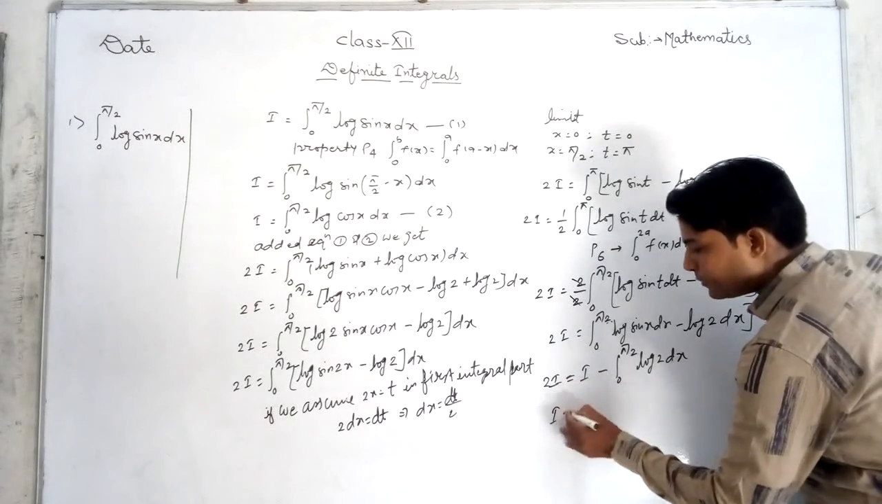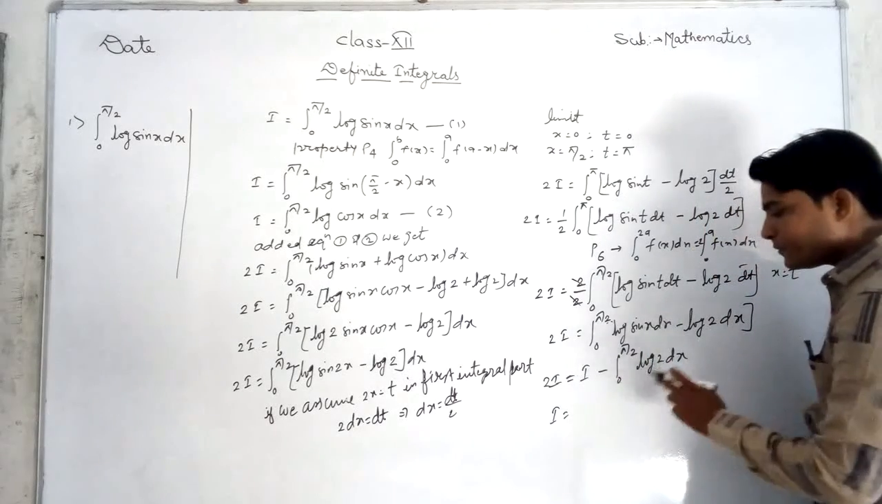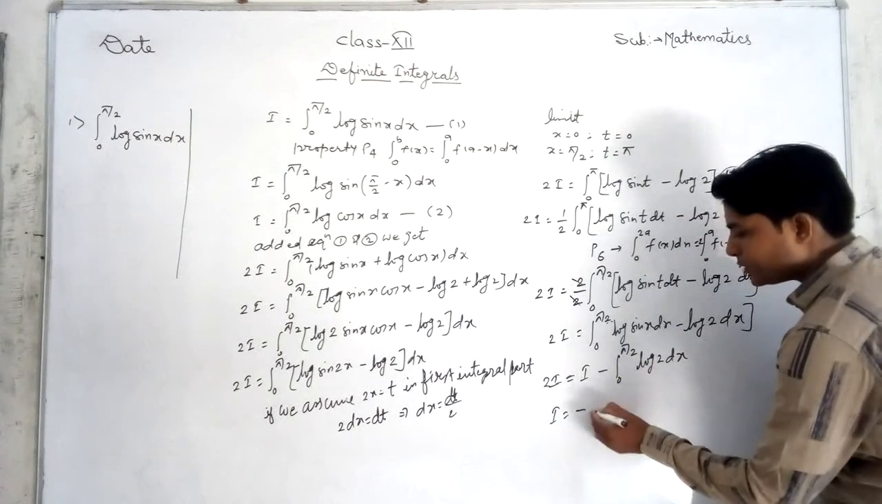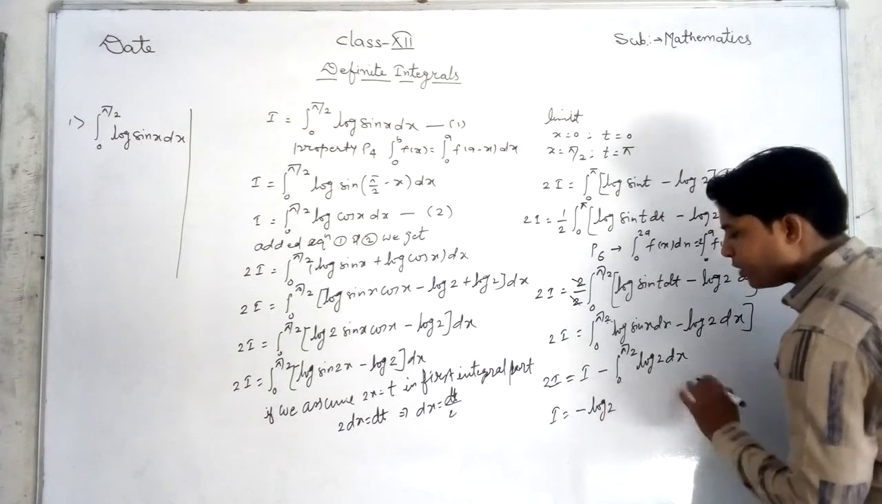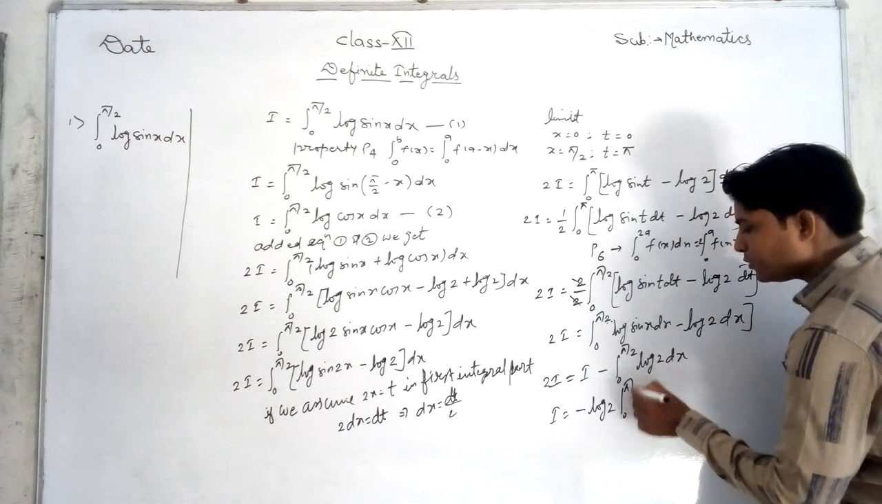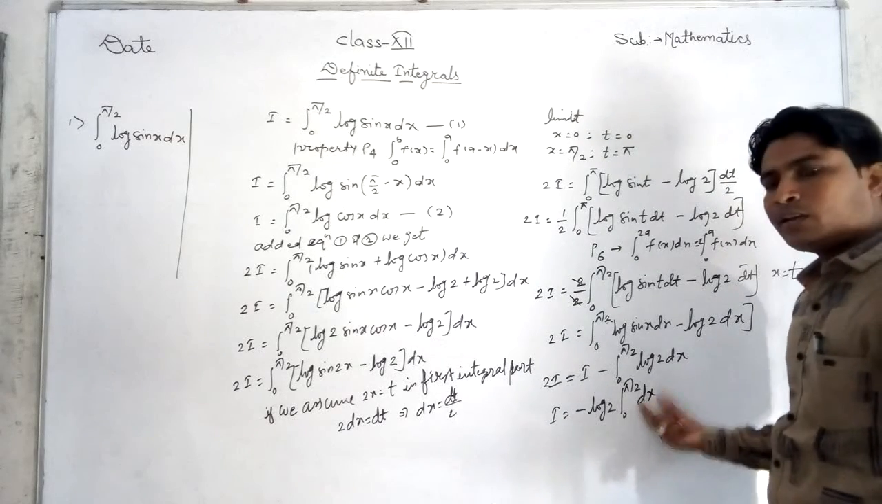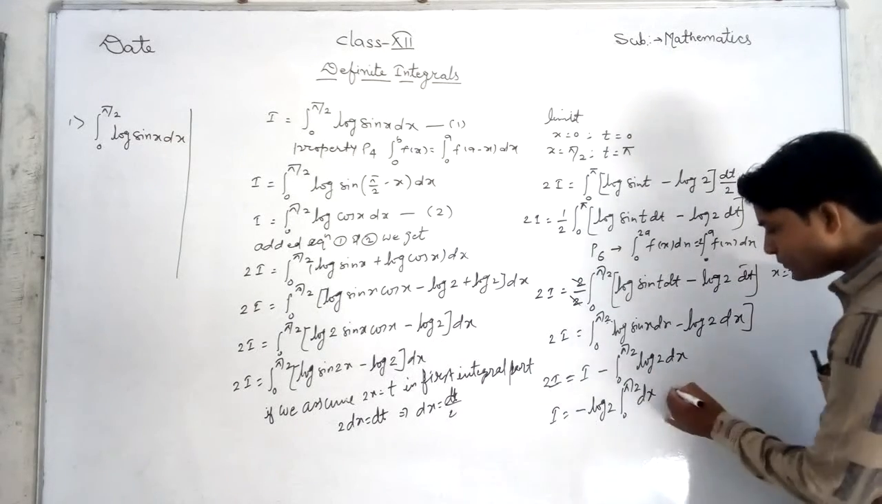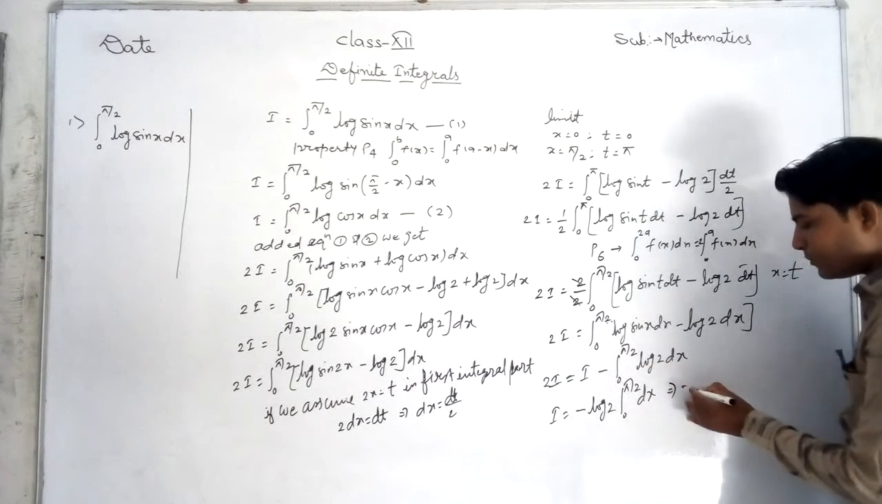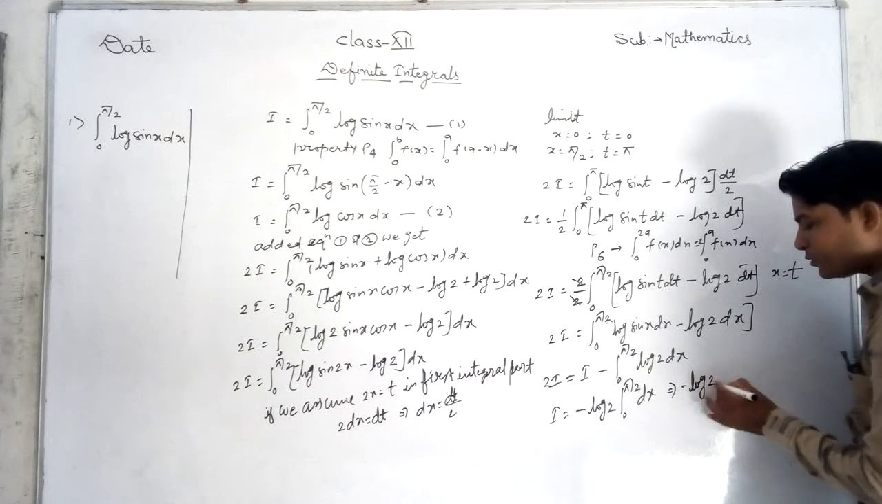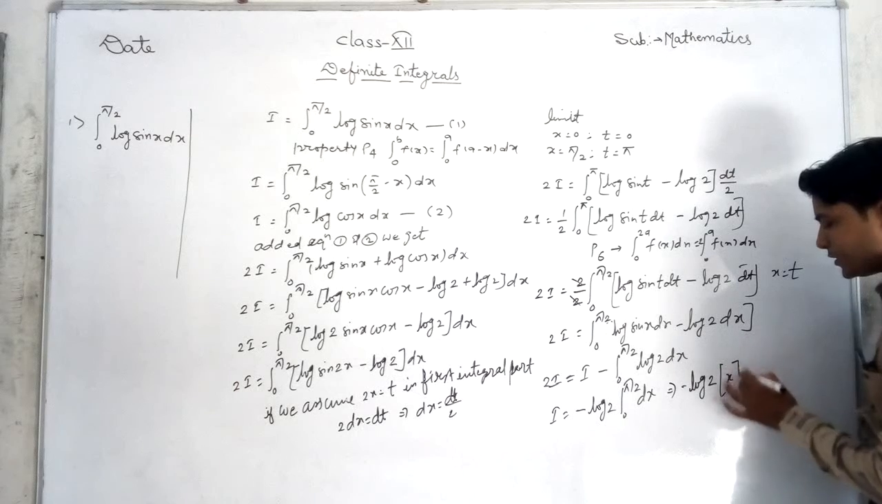So what is our final answer? I equals minus log 2 times (pi by 2 minus 0), which means minus pi by 2 log 2. So finally, our answer is I equals minus pi by 2 log 2. It is the final answer.